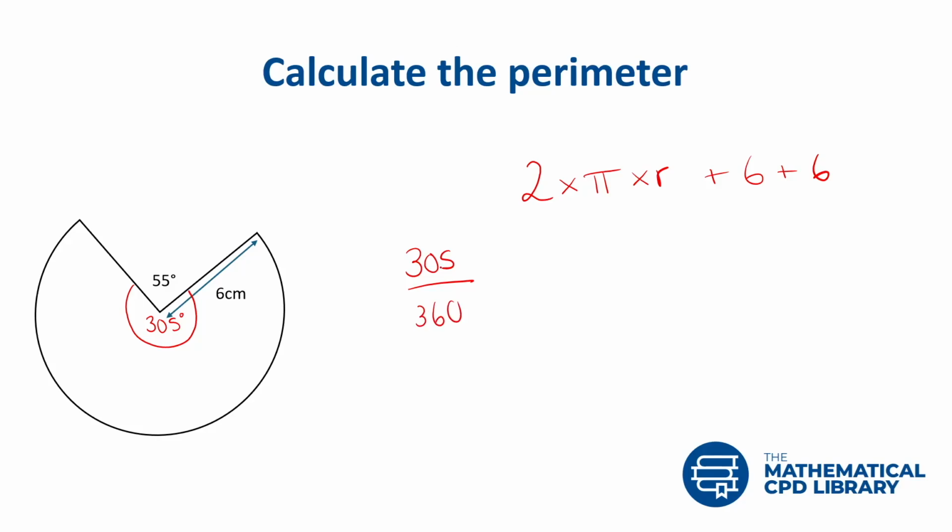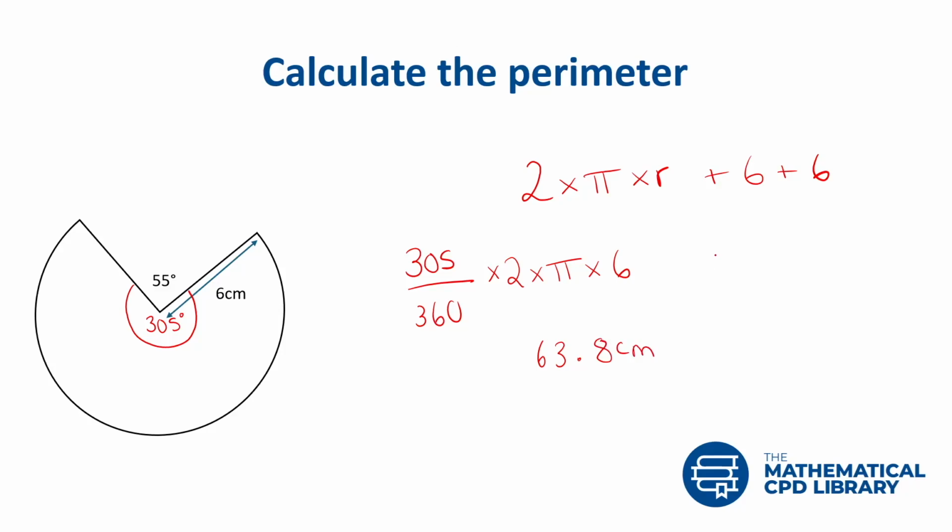I can then use the formula as I would before. So 305 divided by 360 times 2 times pi times the radius of 6, which is much clearer to see in this example, would give me 63.8. Now that is the value of the curvy arc length part of the question, so that is in centimetres.